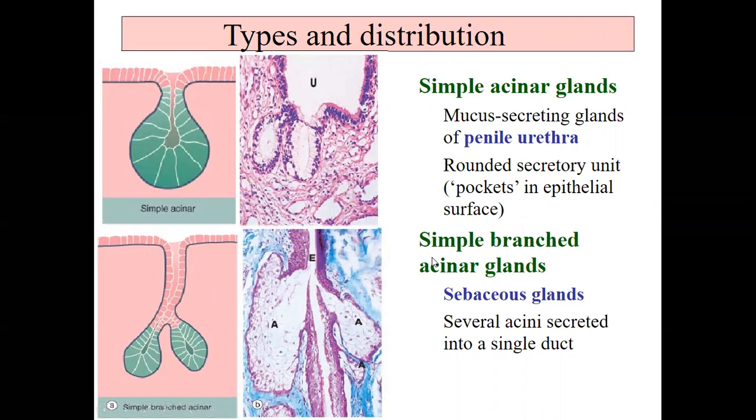And then we have the simple branched acinar gland. The ductal portion here does not have a branch, but the secretory portion is branched. The secretory portion is also circular in shape, rounded in shape, acinus. So several acini secrete into a single duct.